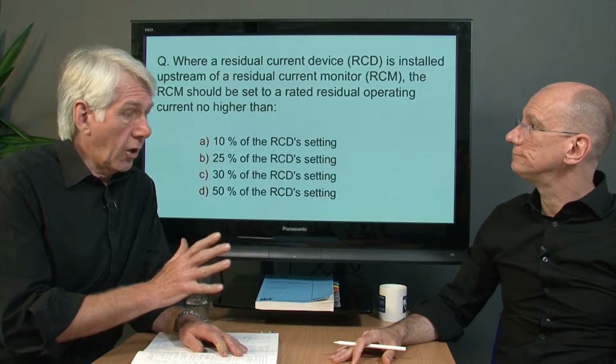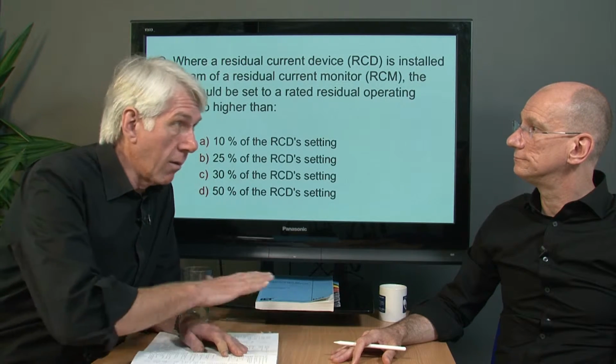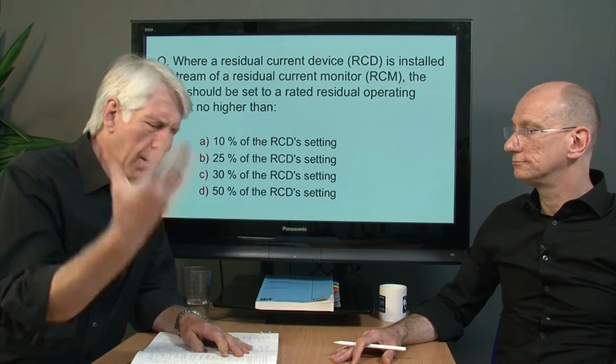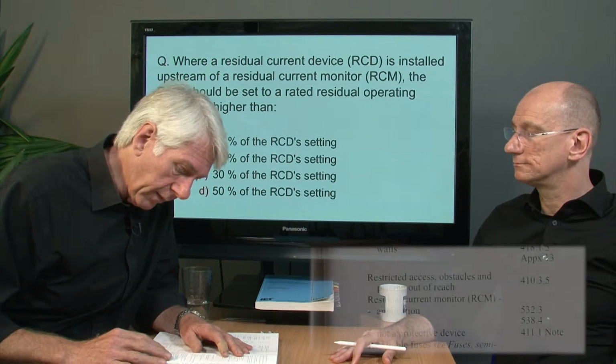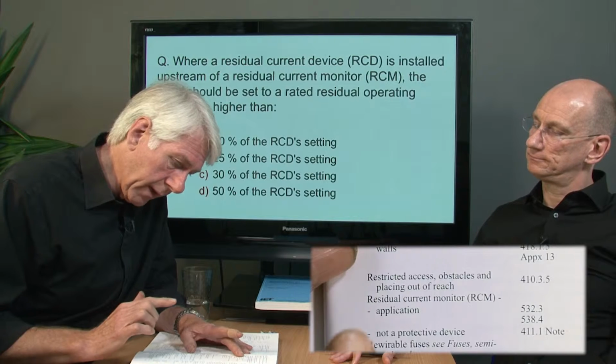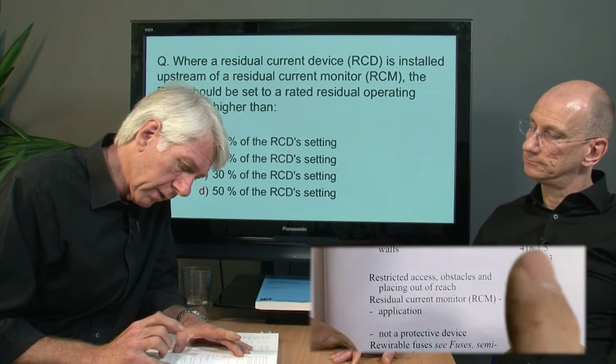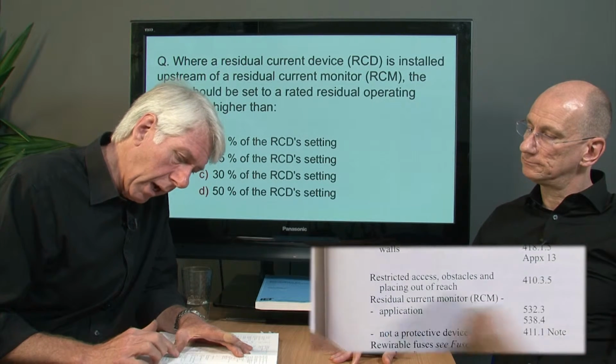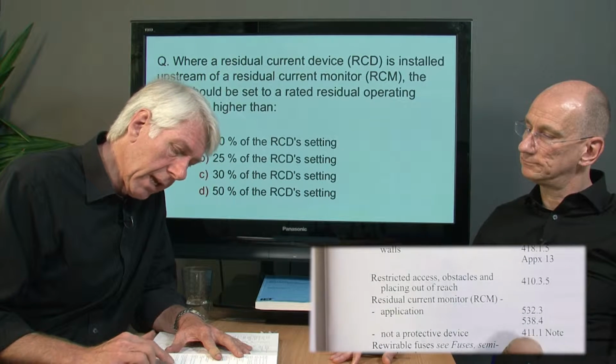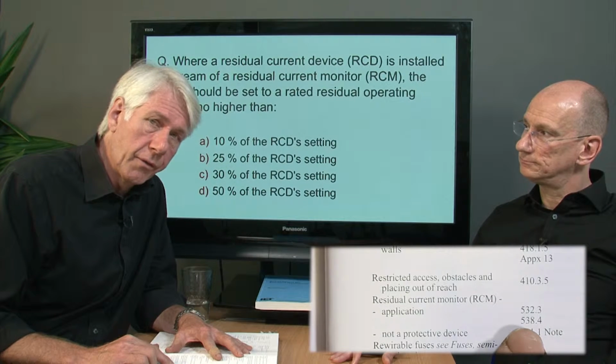So to start off with then, I'm going to go to ground zero. We don't know what an RCM is. We can remember the term, but that's it. So straight to the index, have a look. Yes, it's there. We can find RCMs. Here we go, residual current monitoring devices there. We've got 532.3 and we've got 538.4.